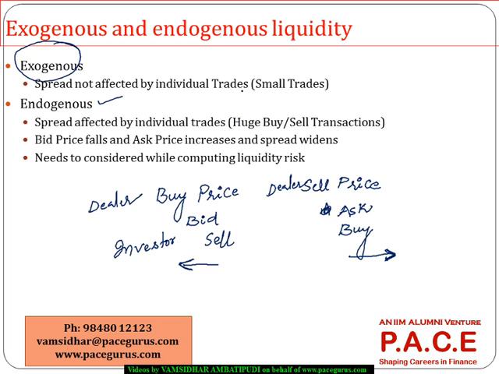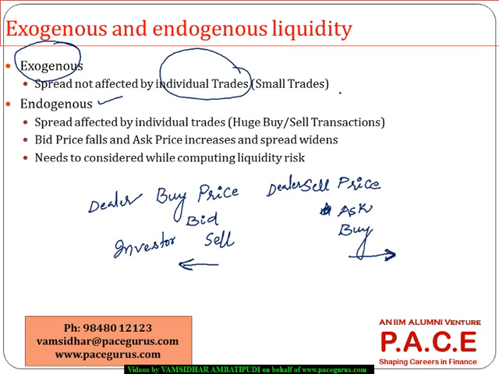Now what we are saying is, if one individual trader, because of the trade that he is placing, see, generally when I do more and more buy orders, the prices may go up. When I do more and more sell orders, the prices may go down.